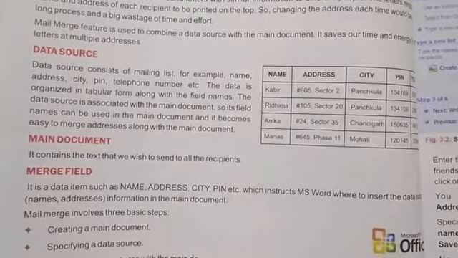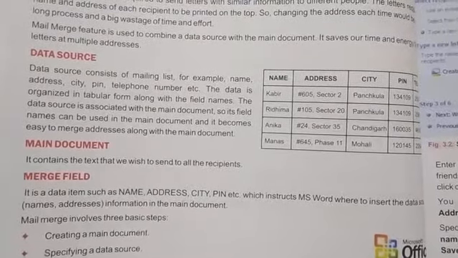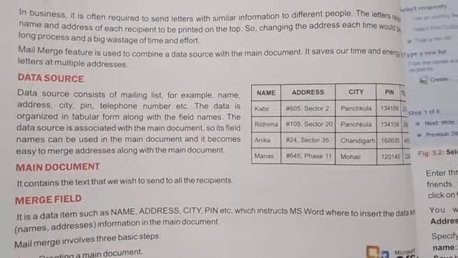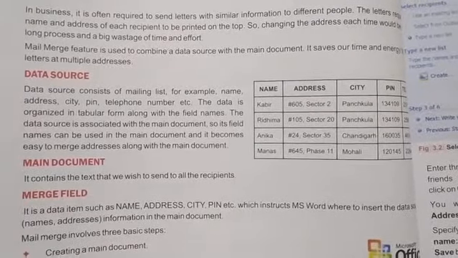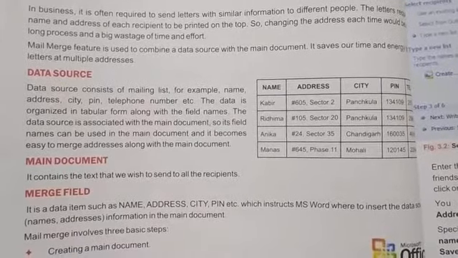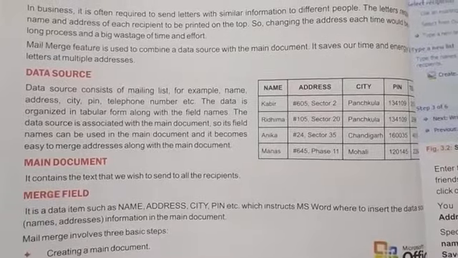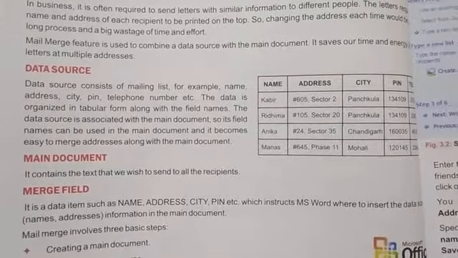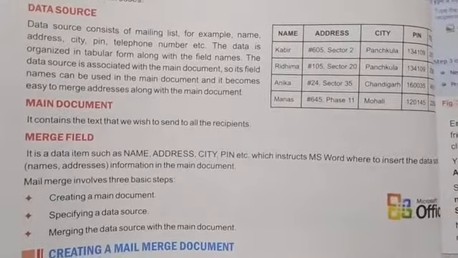And you can send this letter to multiple recipients with the use of a data source, because the data source will be combined with the main document. In the data source we can manage different kinds of fields about the recipient, like name, address, city, and you can also merge this kind of field into our main document. Okay, so there is a point, that is merge field.